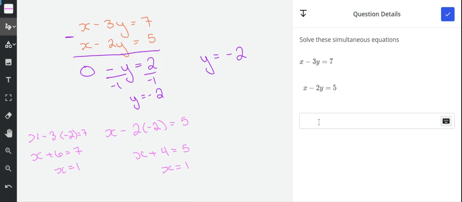So we can say our answer two different ways. We can write that x equals 1, y equals negative 2, or we can write it as a coordinate point where x is 1, y is negative 2. And there you go, solving simultaneous equations using elimination.